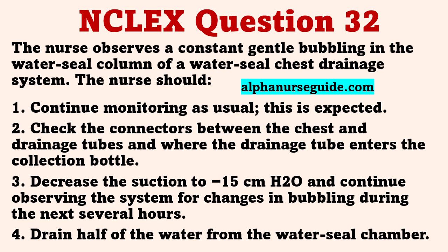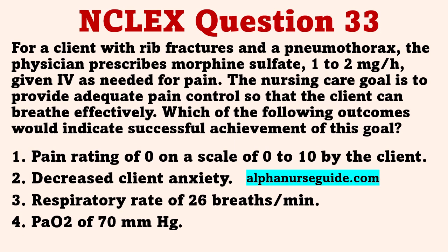For a client with rib fractures and a pneumothorax, the physician prescribes morphine sulfate, 1 to 2 milligrams per hour, given IV as needed for pain. The nursing care goal is to provide adequate pain control so that the client can breathe effectively. Which of the following outcomes would indicate successful achievement of this goal?